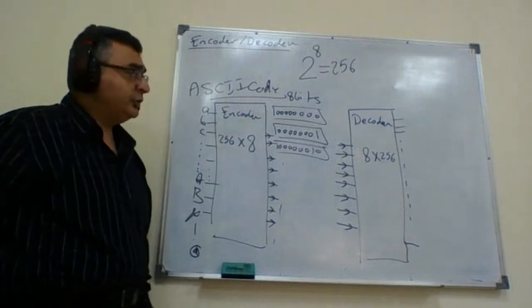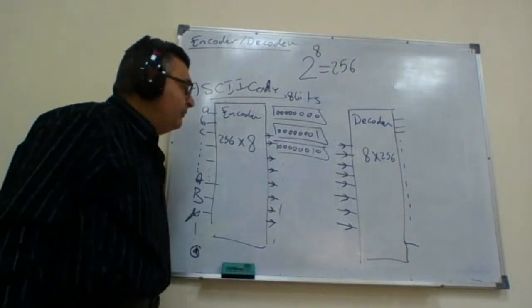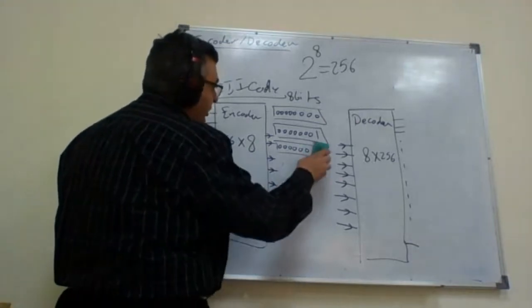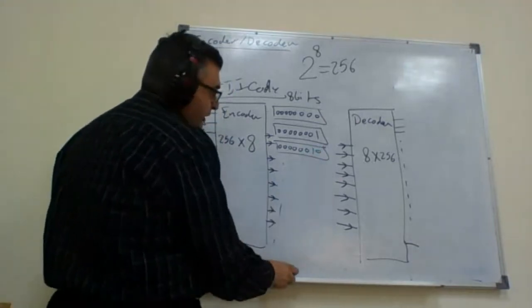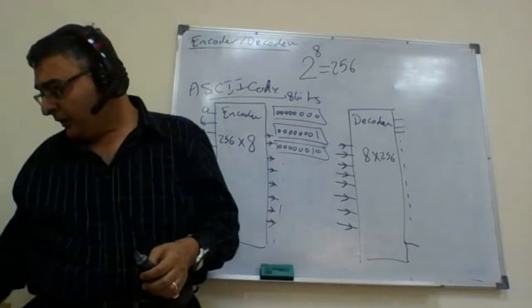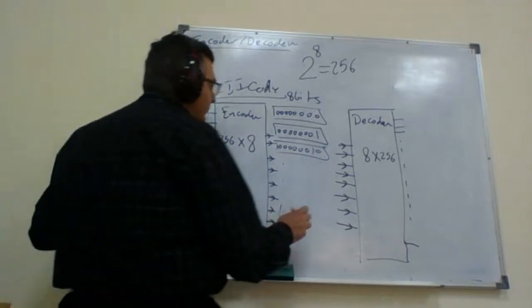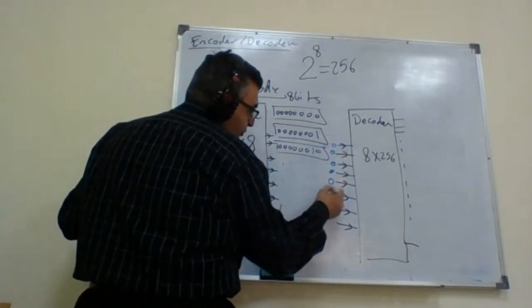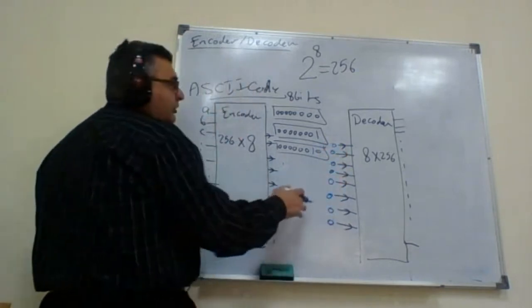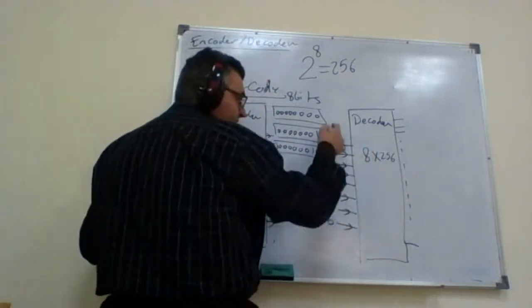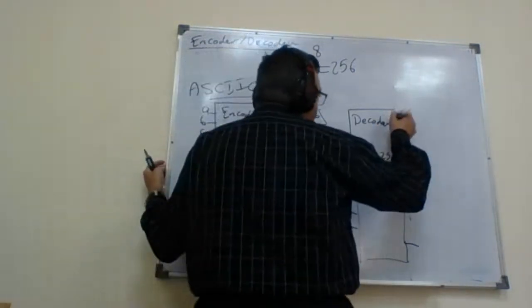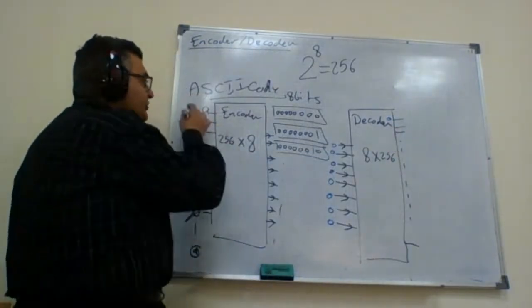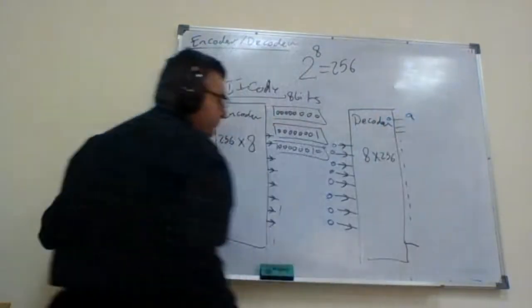Okay, so accordingly, right now, if I have got the combination here, assume that I have received at the input of the decoder 0 0 0 0 0 0 0 0. The decoder will tell me that if you have this combination, that means the first output is enabled, which is corresponding to letter A.